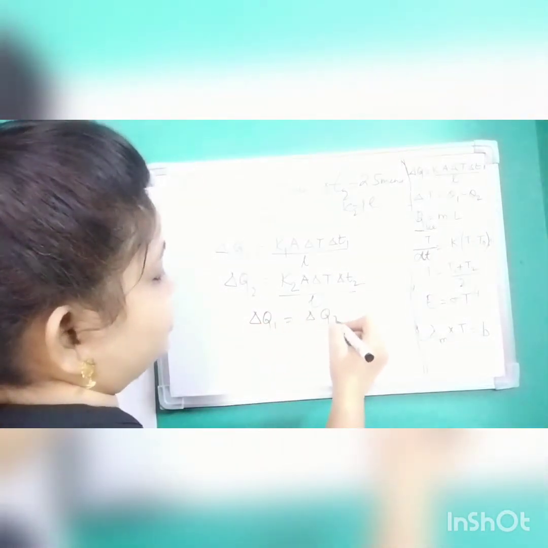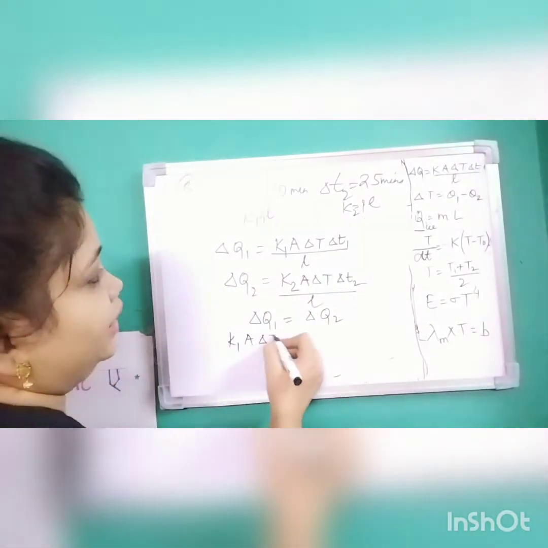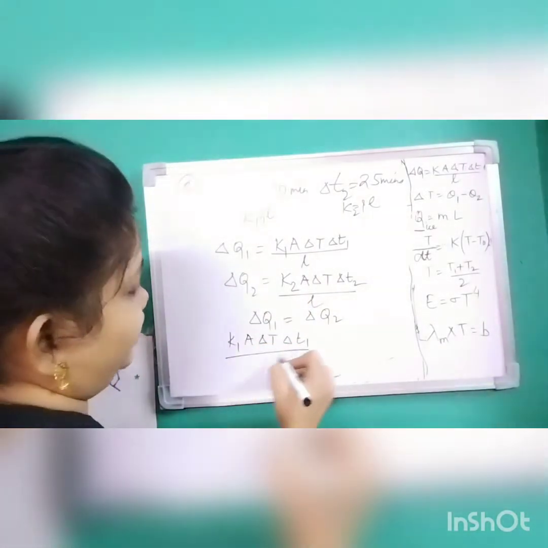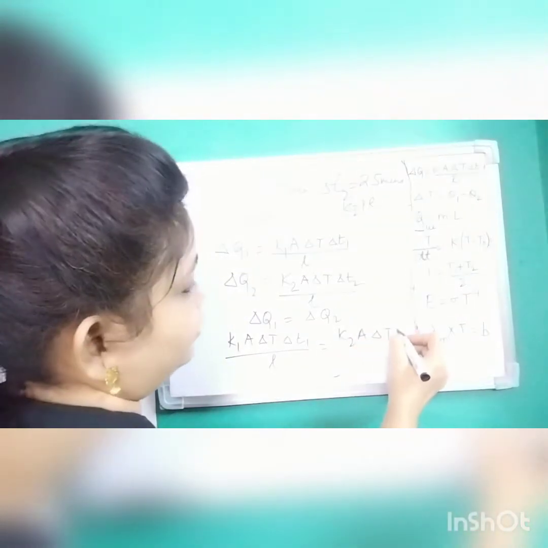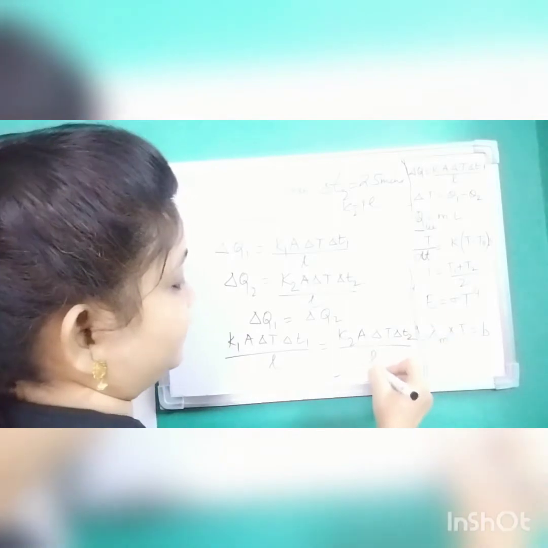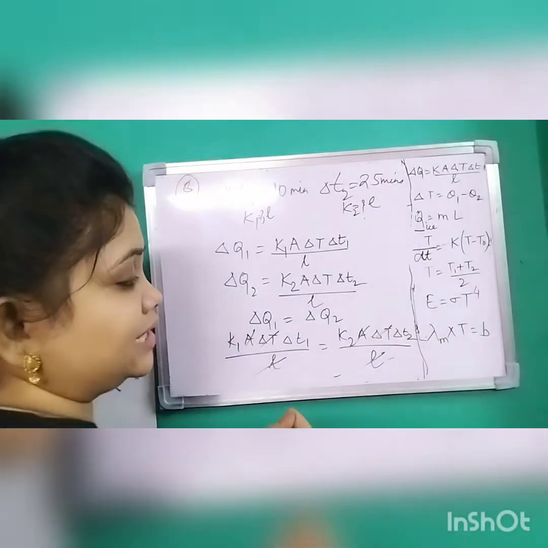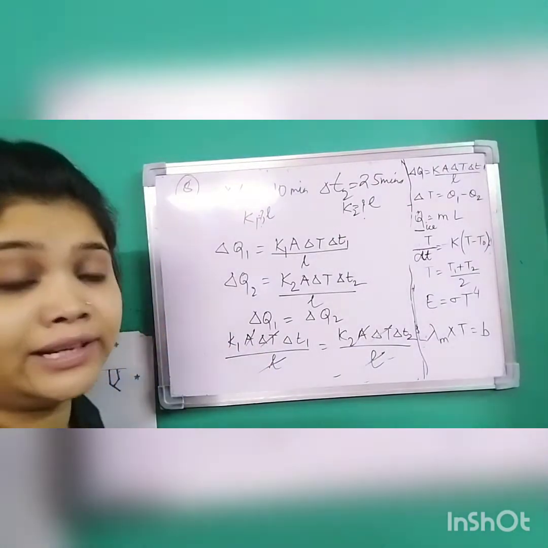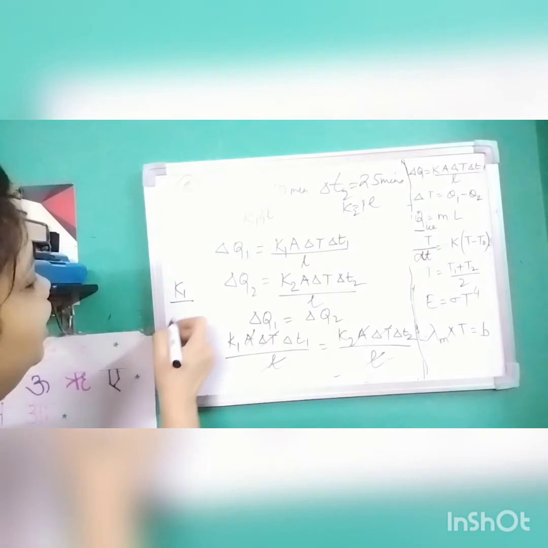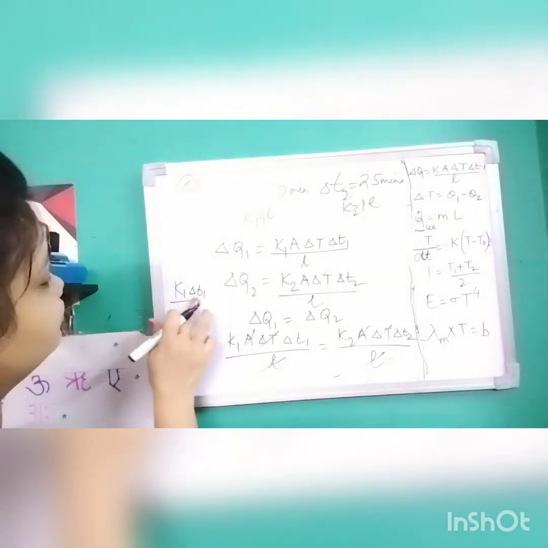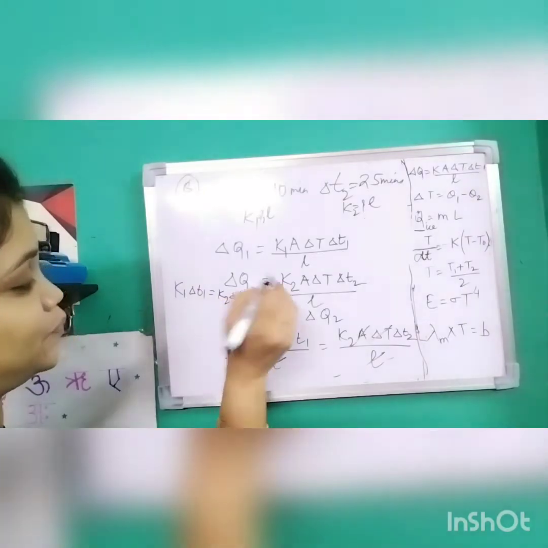So delta Q1 is equal to delta Q2. If I equate this expression, K1 A delta T1 by L is equal to K2 A delta T2 by L. So L gets cancelled, A gets cancelled. What we are left with finally is K1 delta T1 is equal to K2 delta T2.